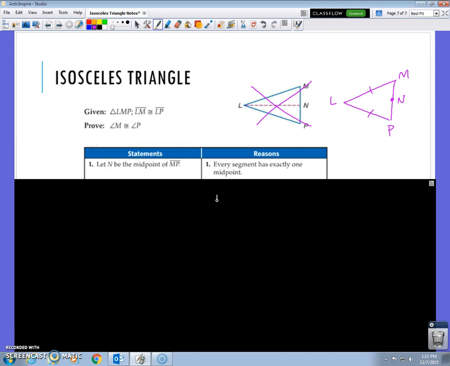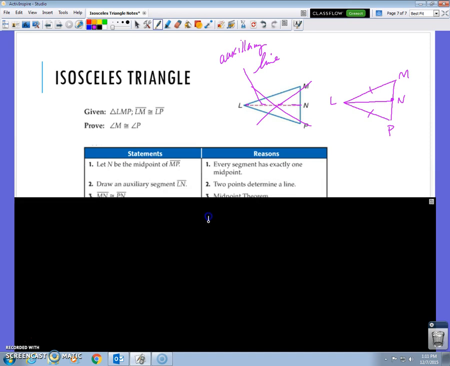Okay. We're also going to draw an auxiliary line. Okay, and that's this guy right here. It's called an auxiliary line. And it's going to help us to make another additional triangle from our diagram. So we're going to actually put an auxiliary line in there as well. And we're going to connect L to N through that auxiliary line. Okay, so I'm making a new segment LN.